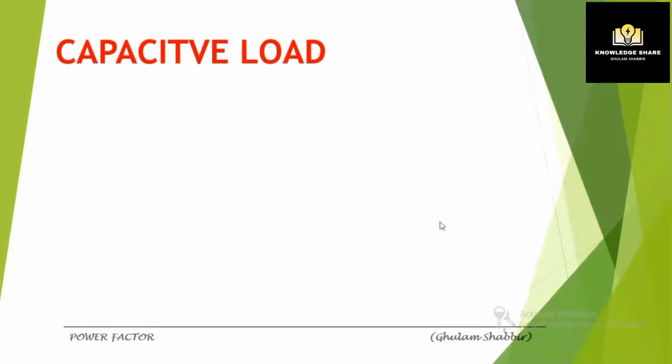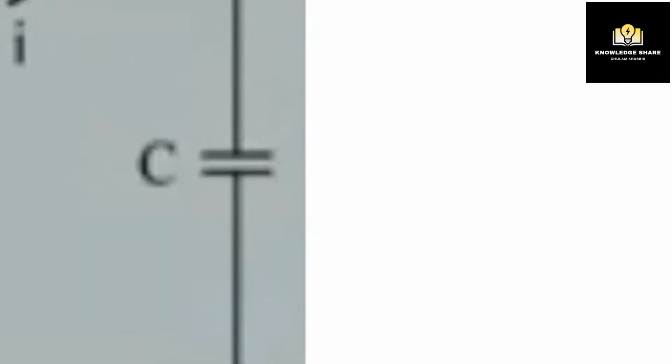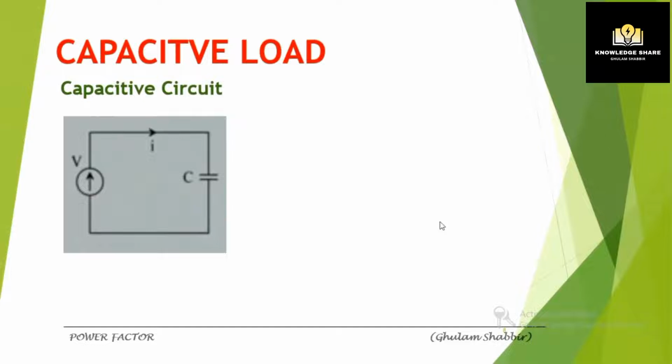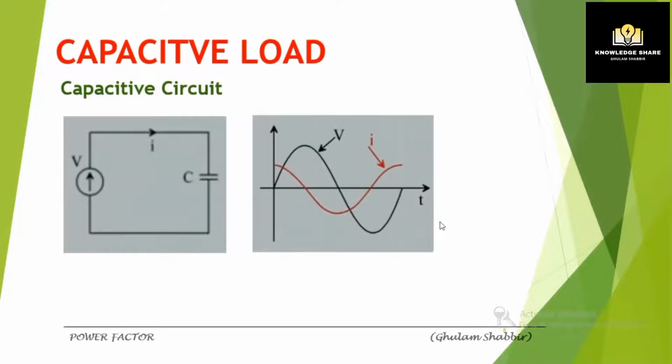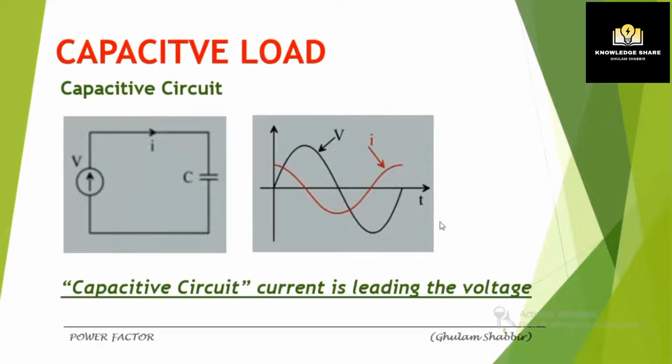Now our third basic component is the capacitor. So now we will see the capacitive load. Now consider the capacitive load. Here we have replaced the inductor with a capacitor. Now what will happen to the current wave shape? In this case, the current is leading the voltage. So we can say in a capacitive circuit, current is leading the voltage.